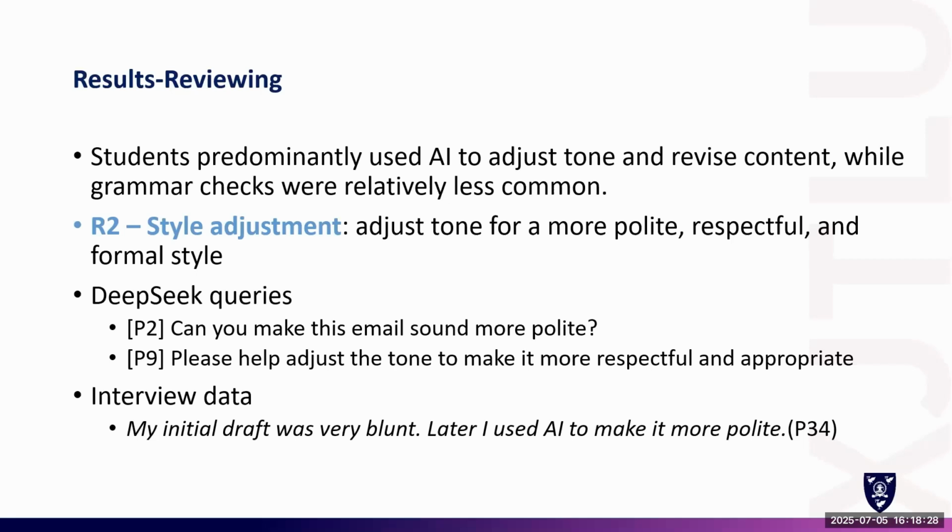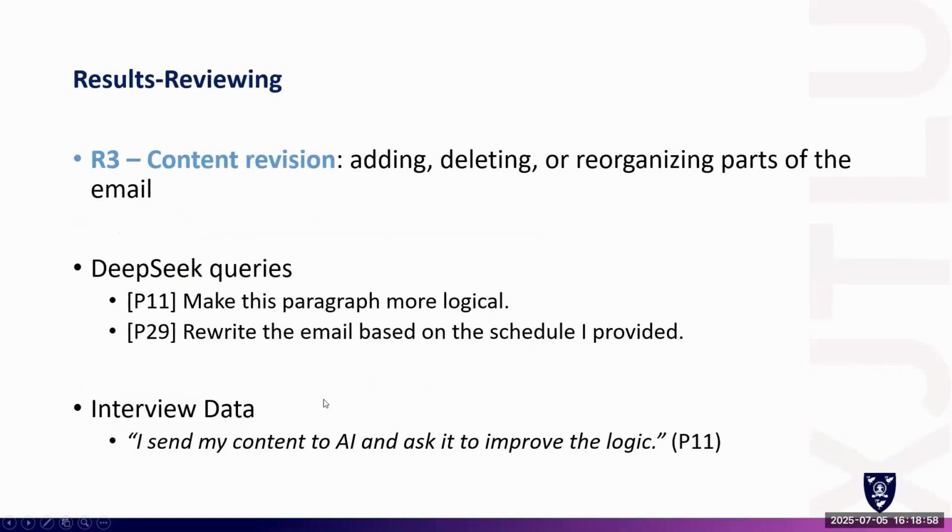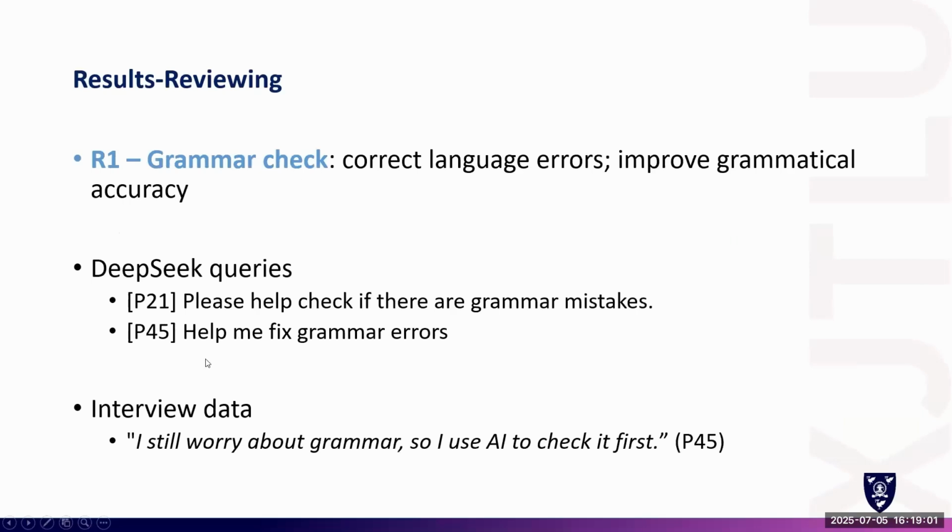So I would say the genre can explain part of the reason. Emails are a simpler genre and very short. A lot of the words are quite formulaic and fixed, so students seldom use AI for grammar checks. You can see from the tables here that grammar check accounts for only 8% in task 1 and only 2% in task 2. So it is not used that much for grammar checking. Some of the queries students send include "help me fix grammar" and "please help me fix grammar," but these are not that frequently used when they interact with DeepSeek for email writing.